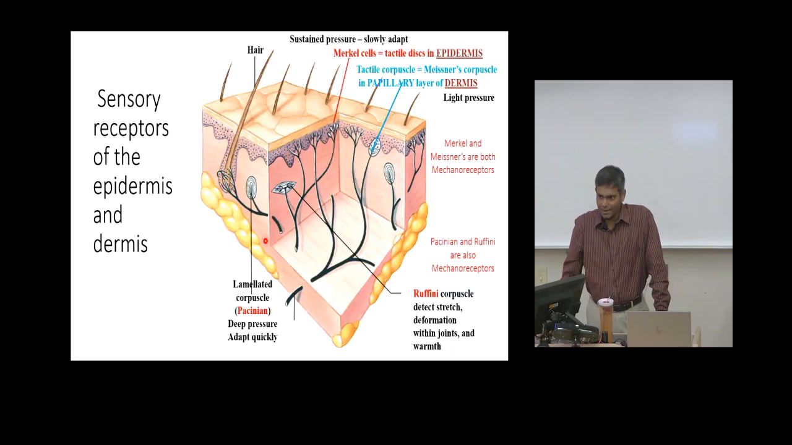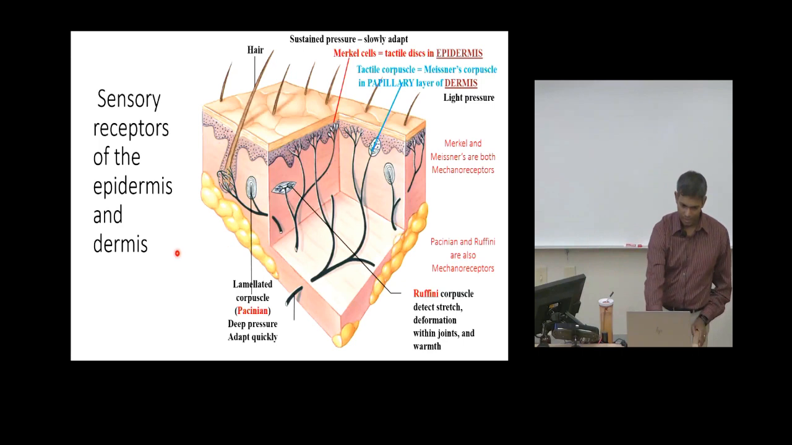And keep in mind that the way I remember Pacinian corpuscles is that the Pacific Ocean is the deepest ocean, and the Pacinian corpuscles can detect deep pressure. And finally shown here are the root hair plexus.